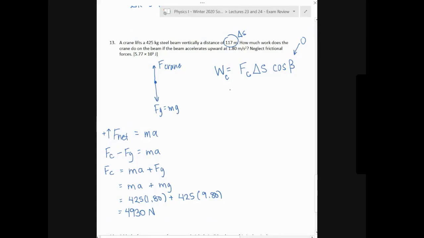So now I can do the work done by the crane. The work done by the crane is equal to the force of the crane, which is 4930 newtons, times the displacement of the beam, which is 117 meters, times cos of the angle between the force and the displacement, which was 0 degrees. So I'm just going to type that up, and I get 576810. The units for work is joules. I have too many significant digits, so I'm going to round to 3 digits: 577000 joules, or 5.77 times 10 to the 5 joules. When you input your number in Blackboard, you can just write 577000 joules.